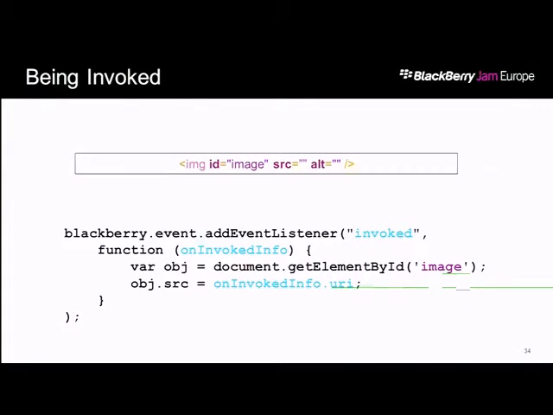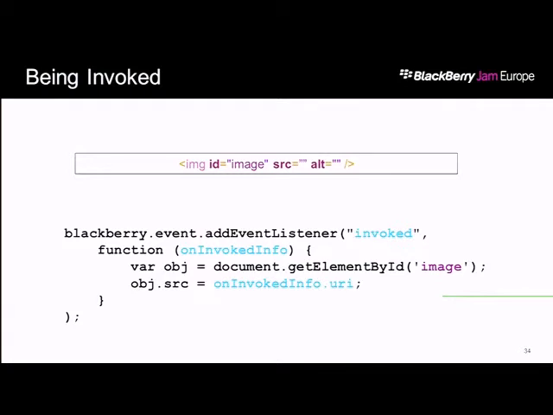So when I actually invoke the picture viewer, I send in the URI path of the image, and that will come in this onInvoked info structure under URI. I just set the image tag source to that, and it just displays the picture for you.